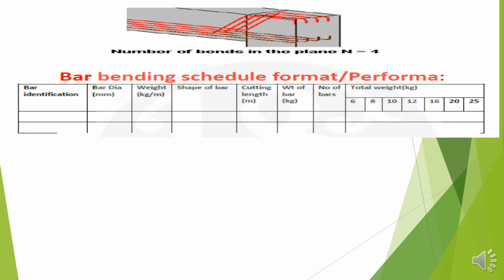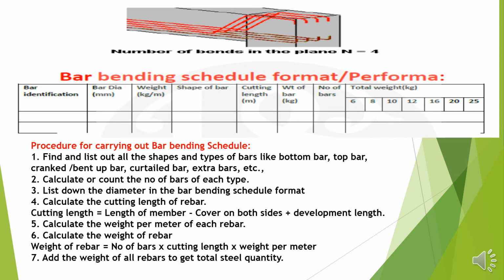Bar bending schedule format. Generally bar identification, bar dia, weight per centimeter square, shape of the bar, cutting length, weight of the bar, number of bars, total weight. Procedure for carrying out a bar bending schedule. Find and list out all shapes and types of bars like bottom bar, top bar, cranked bars, cut-tail bars, extra bars, etc. Calculate or count the number of bars of each type.